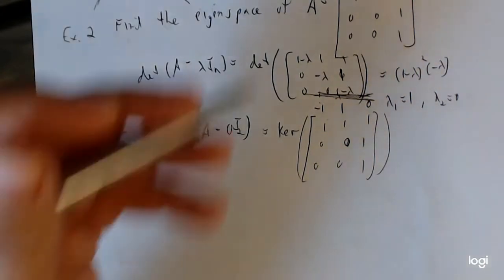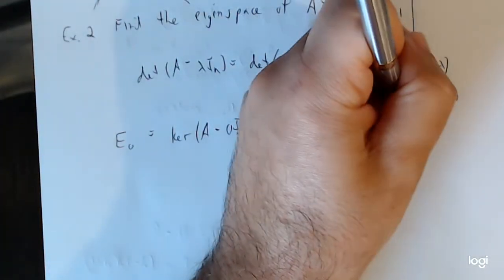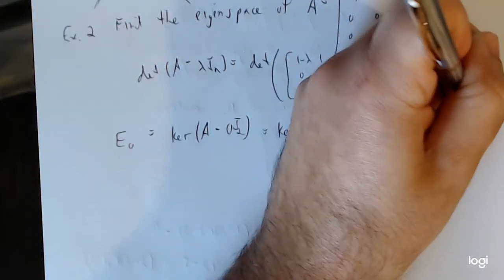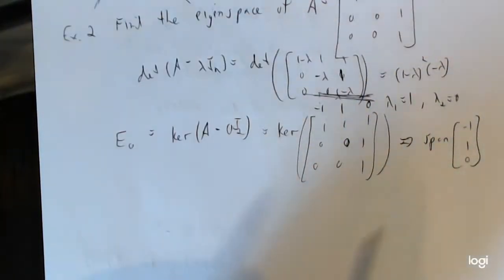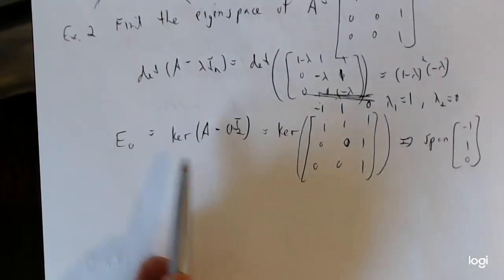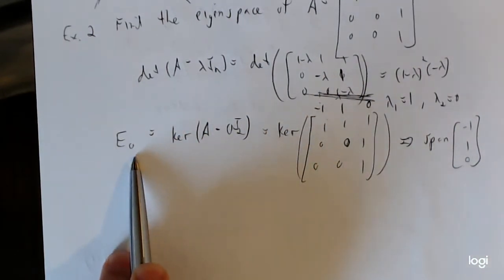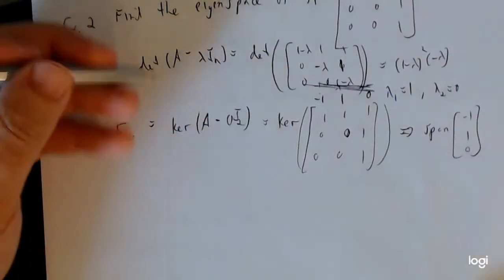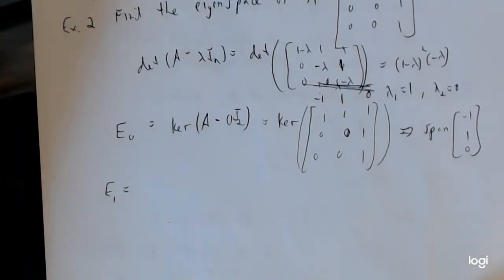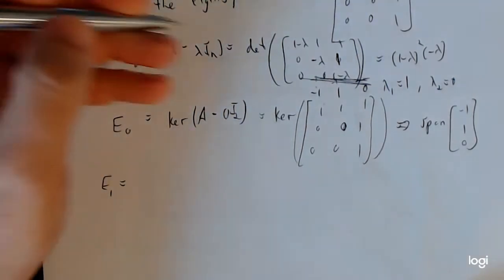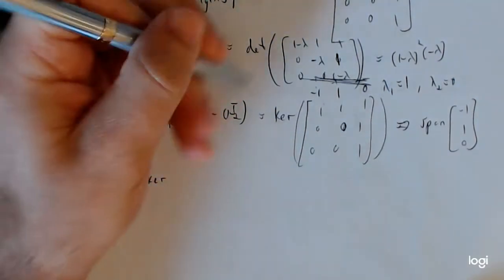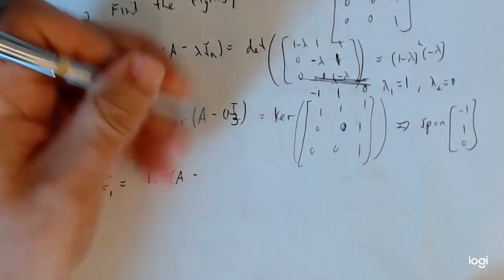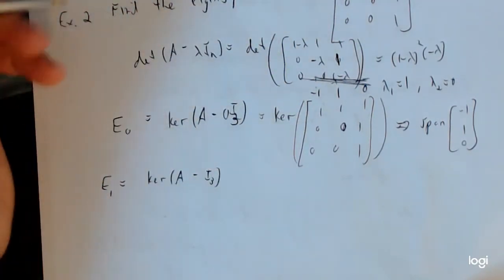So in other words, what is it that we notice? The only thing we have is what? This implies we get the span of negative 1, 1, 0, right? That's my eigenspace for E sub 0. Okay? Now, going on to finding the eigenspace for 1, what is it that we have here? We have the kernel of A minus I sub 3.